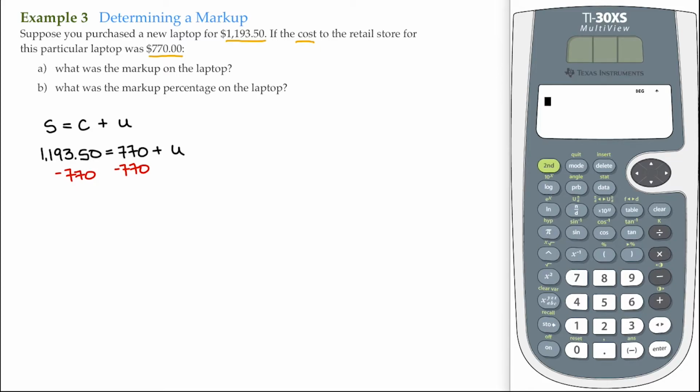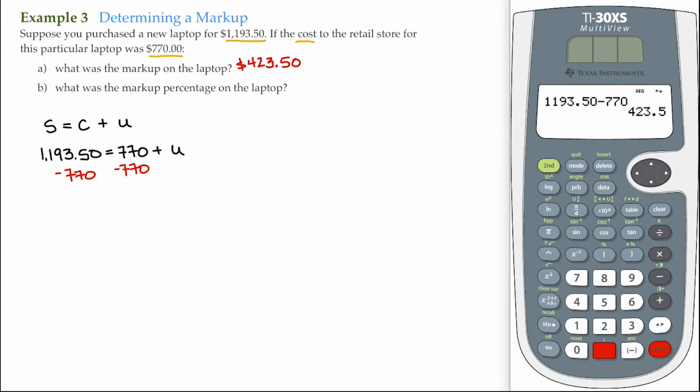And the markup, U, is equal to $1,193.50 minus the 770. And that gives us $423.50. That's what the markup was.